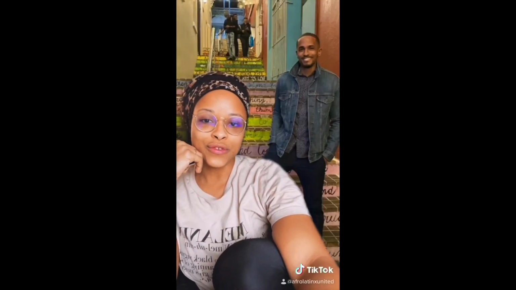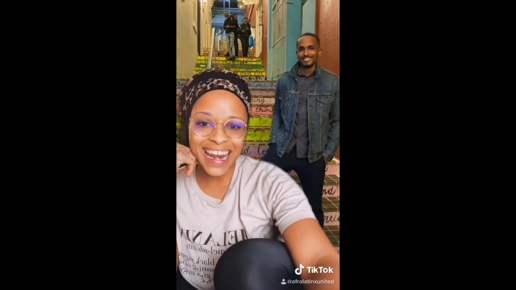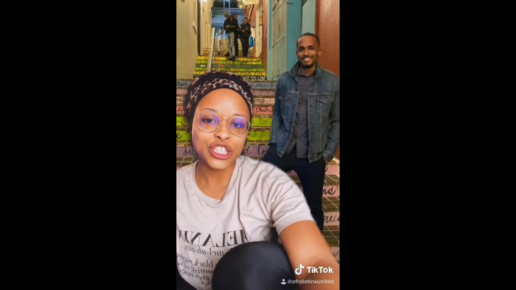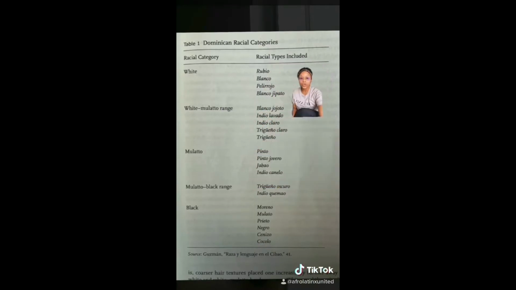I'm gonna go ahead and paint you a picture of the social construct of race. This is my brother. He was born and raised here in the USA, and in the US, he is considered a black man. Now, a couple of years ago, he went to the Dominican Republic to get his citizenship there, and on his documentation, he was marked down as Indio Claro, which is a racial categorization in the Dominican Republic. Now, these are the racial categories that they have in the Dominican Republic, which also include all of these right here. And since my brother is an Indio Claro, he's considered a white mulatto range, which would be his race in the Dominican Republic.